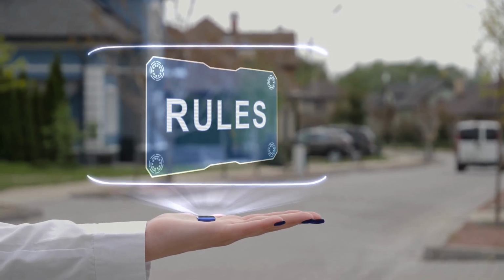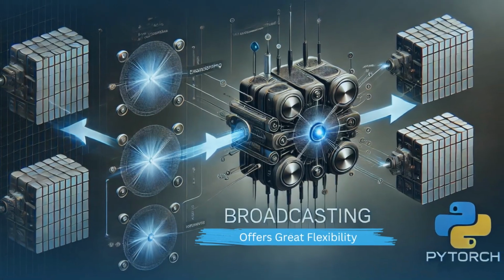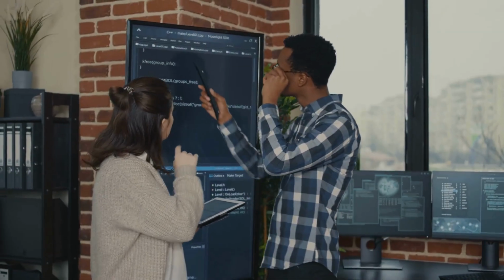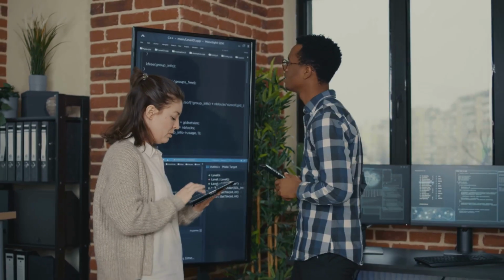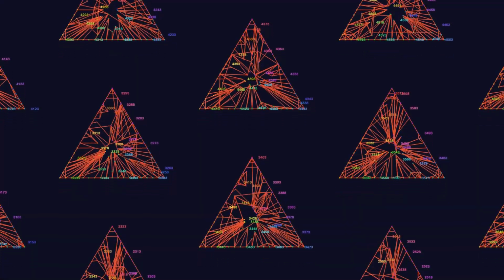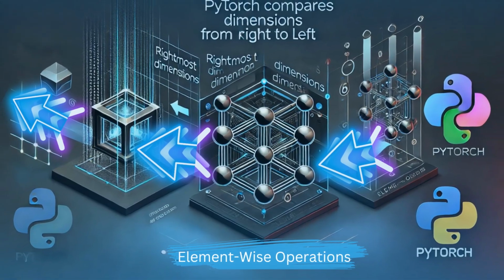Section 2, Rules of Engagement: when broadcasting works. Broadcasting offers great flexibility, but not all shape combinations are compatible. PyTorch follows rules to determine if tensors can be broadcasted. Dimensions must be compatible. They are compatible if they are equal or one of them is 1. PyTorch compares dimensions from right to left. If compatible, the smaller tensor expands to match the larger. If not, PyTorch raises a broadcasting error.